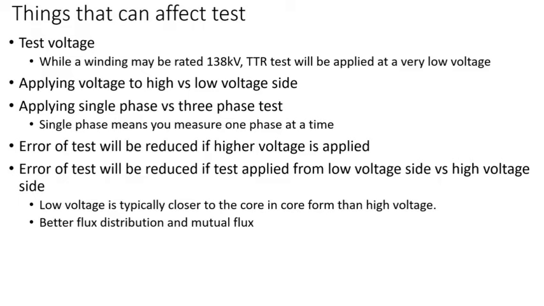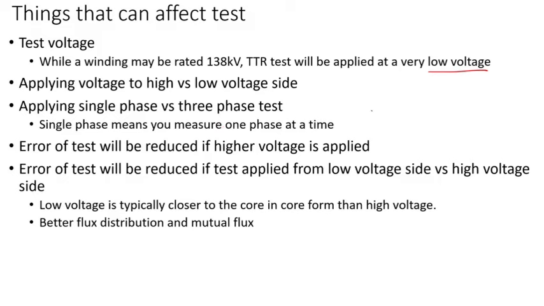So, things that can affect the test. Test voltage. While a winding may be rated 138 kV, for instance, the TTR test will be applied at very low voltage, because you can't apply 138, it's not realistic. But how low can you go before you jeopardize the accuracy of the measurements and make sure that what you're measuring is correct? So I'll talk about that.